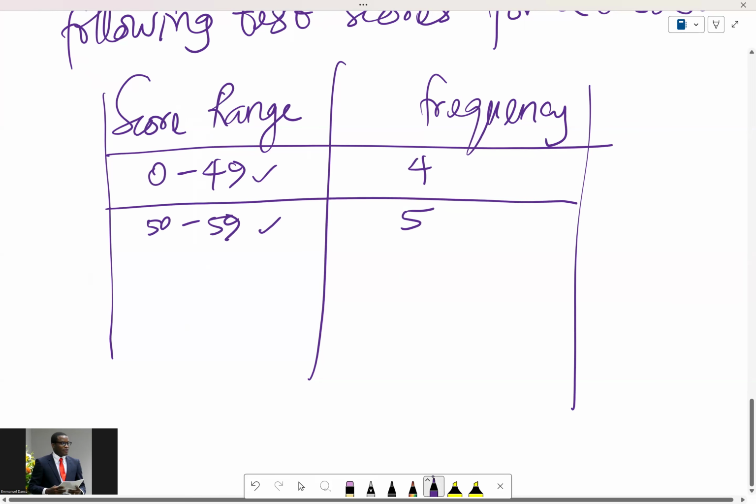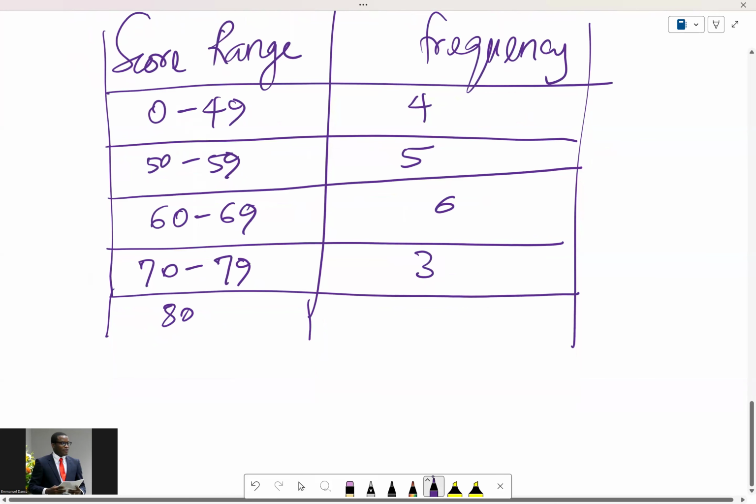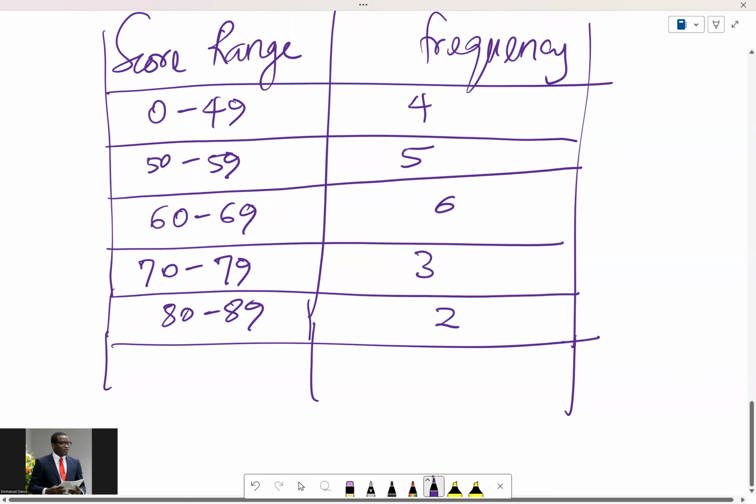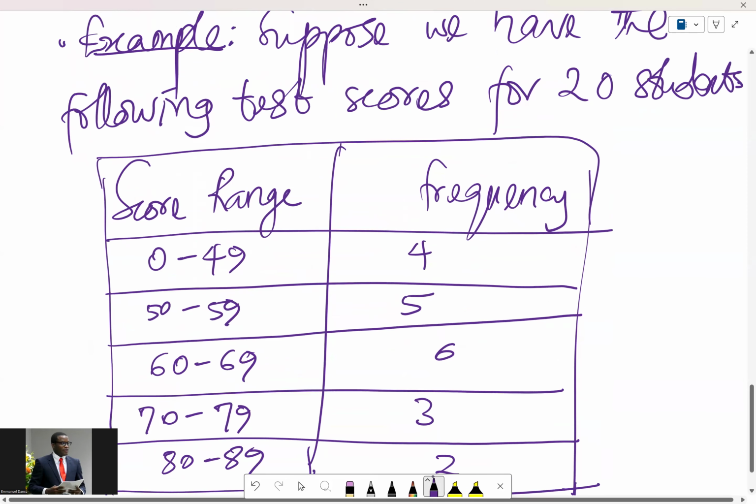Now, these are the things that make this one grouped, right? You have a range of scores, not just a single value like in the case of ungrouped data. So 50 to 59, 5 people scored between 50 and 59. 60 to 69, you have 6 people scoring that. Then 70 to 79, 3 people. Then 80 to 89, 2 people. Then 90 to 100, 0 people scoring that.